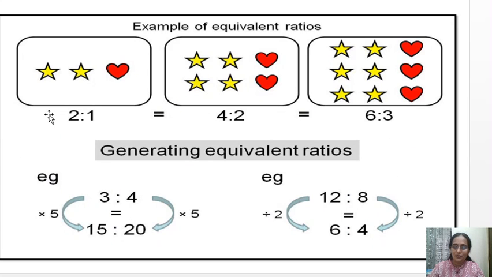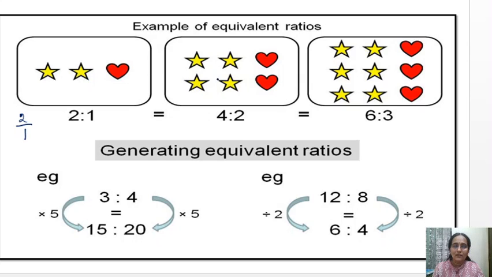The same rule applies to get equivalent ratios also, because you can write ratios as fractions. The first term you write as the numerator and the second term as the denominator. So 2:1 can be written as 2/1.